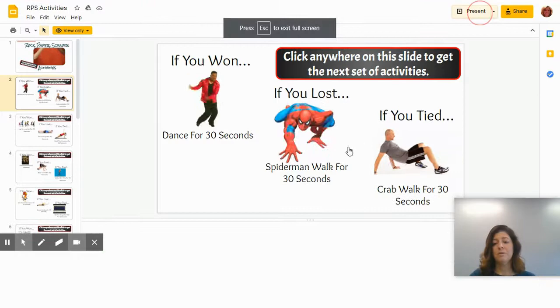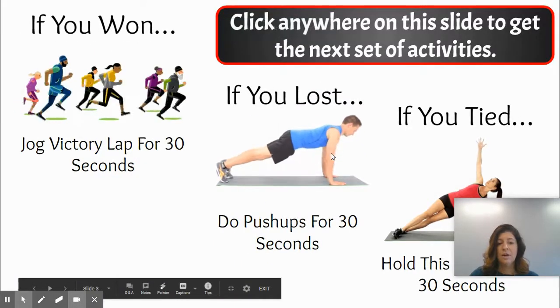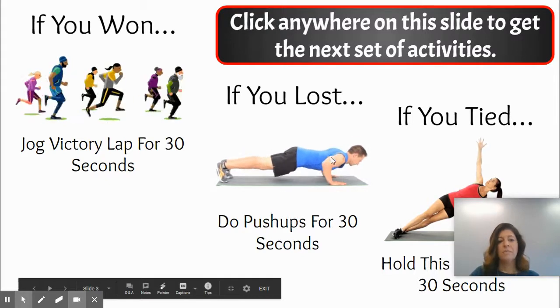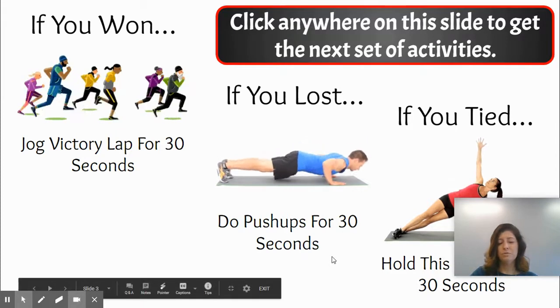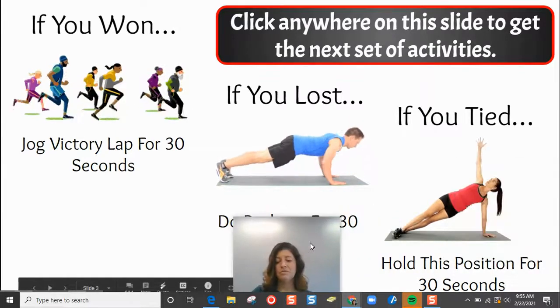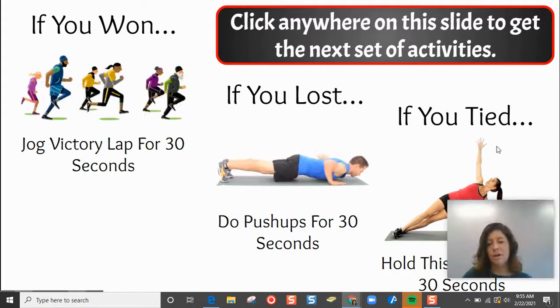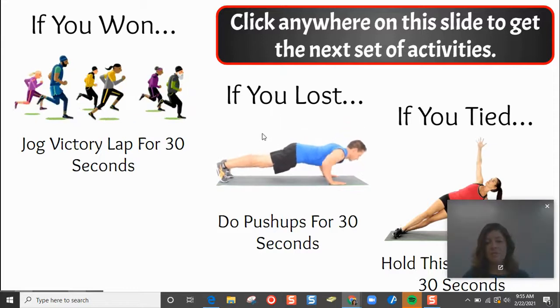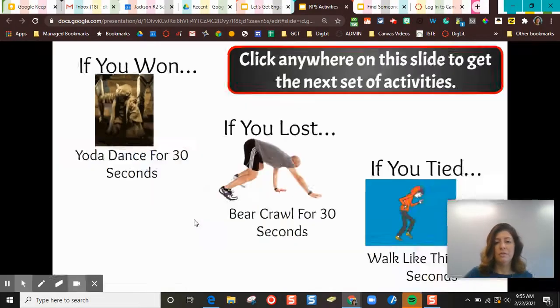Oh, if I'm in present mode, I could click anywhere to get to the next set. Okay, so they play rock, paper, scissors again. If you win, you get to jog a victory lap for 30 seconds. If you lose, do 30 seconds of push-ups. And if you tied, you hold this position for 30 seconds. So, quick, simple activity. You don't have to do this for very long, but it's going to give you a brain break and it's going to keep your students more engaged in what they're doing.